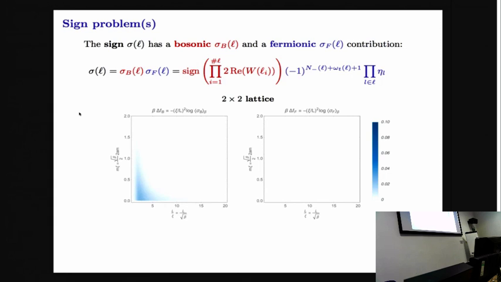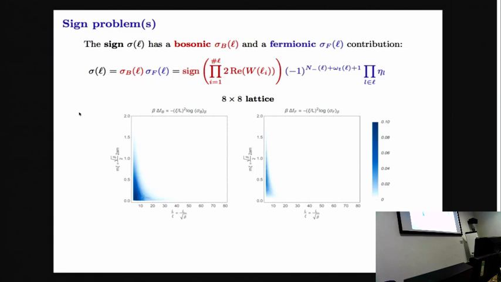In our simulations of the massive Schwinger model on a lattice, we can just scan the phase diagram of mass versus size. This is given in units of the correlation length, and if you just increase the lattice size, you see that this additional bosonic sign problem gets even worse than the fermionic sign problem. So this is the trade-off that I was talking about.